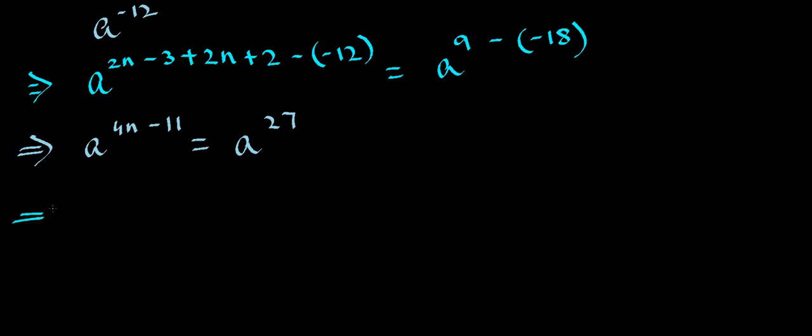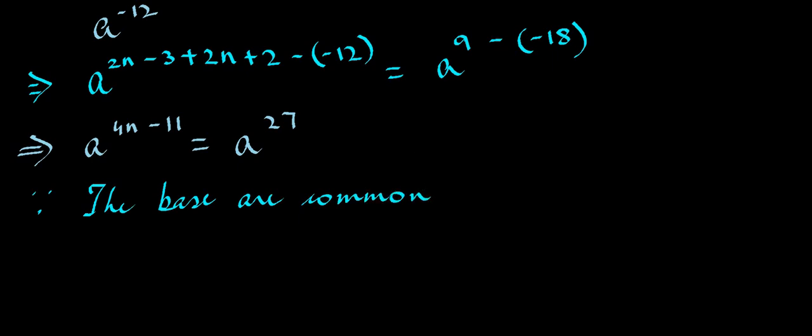Further, this implies that, since the bases are common, therefore 4n minus 11 is equal to 27.